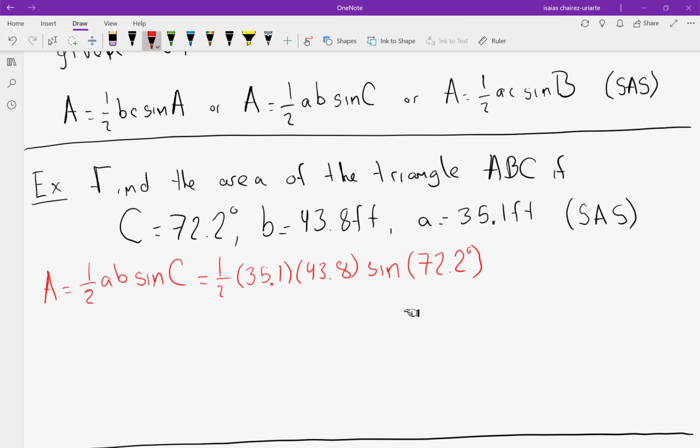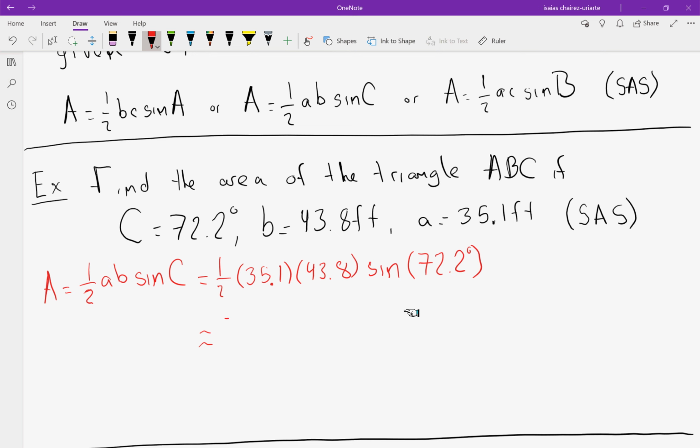Alright, and now it's just a matter of punching this into my calculator and being careful here. So let's see, what do I get if I compute this using my calculator? 35.1 times 43.8 times sine of 72.2. Make sure your calculator is in degree mode, and all of that divided by 2.